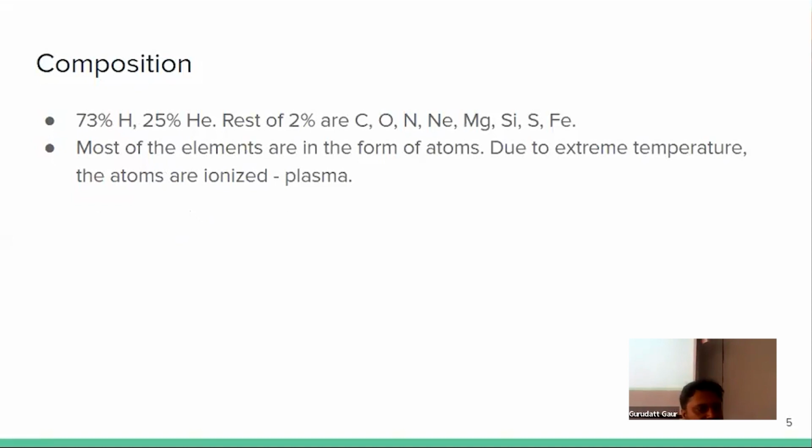Composition, 73% is hydrogen, 25% is helium, and only 2% is of the other gases, which is carbon, oxygen, nitrogen, neon, magnesium, silicon, then sulfur and iron. So this is the different composition from that of the Earth. We have not discussed that, but it is different from that. Right? In Earth environment, we mostly have nitrogen. Silicon we have, carbon we have, oxygen we have.